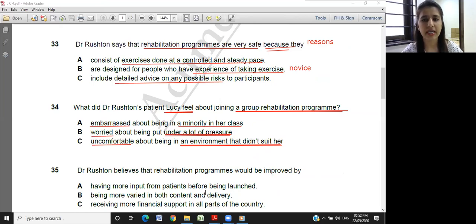Now here it says they are very safe, because I couldn't see any one of you sending your answers. So if you could send it, I can understand whether you are able to follow the strategy, whether you are able to choose answers.